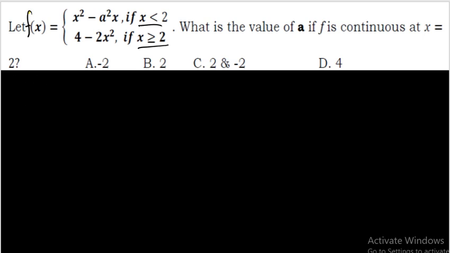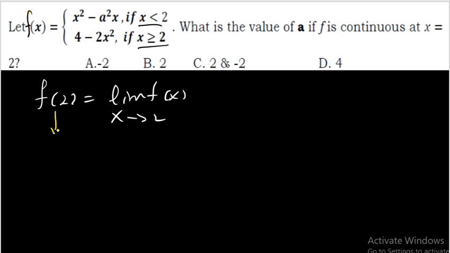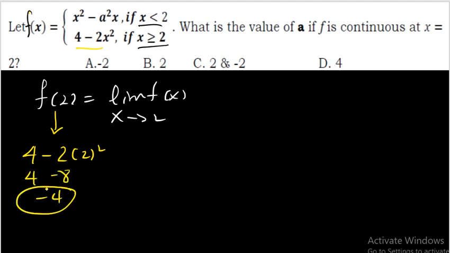Okay, if it is continuous at 2, what condition has to be satisfied? f(2) is equal to the limit of the function as x approaches 2. For f(2), obviously I have to take the second part, because the "or equal to" is found down there. x is greater than or equal to 2, so I will substitute 2: 4 minus 2 times 2², that means 4 minus 8, which is −4. This is the functional value.